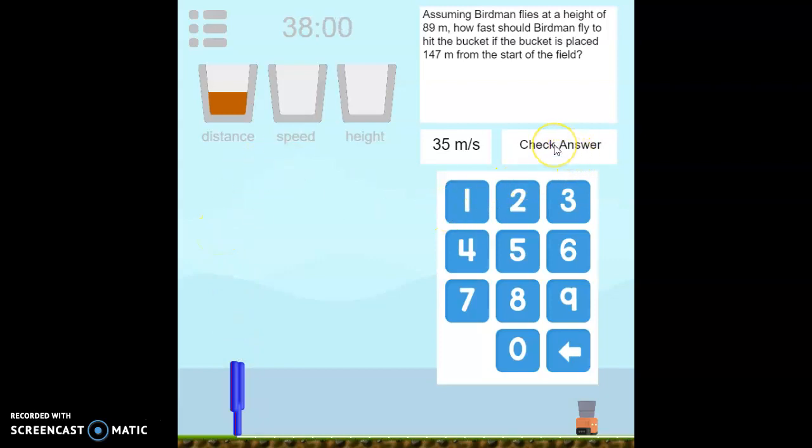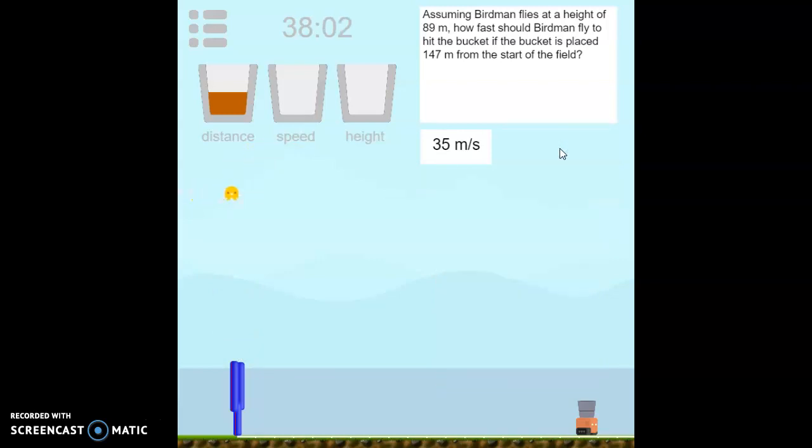So let's check our answer, see if we indeed hit the bucket. Here comes the Birdman, flying at 35 meters per second. Drops the projectile into the bucket, and we're done. So that's our problem that involves finding the speed. On the next video, I'll show you how to find the initial height of the projectile using the speed that's given and the horizontal displacement.